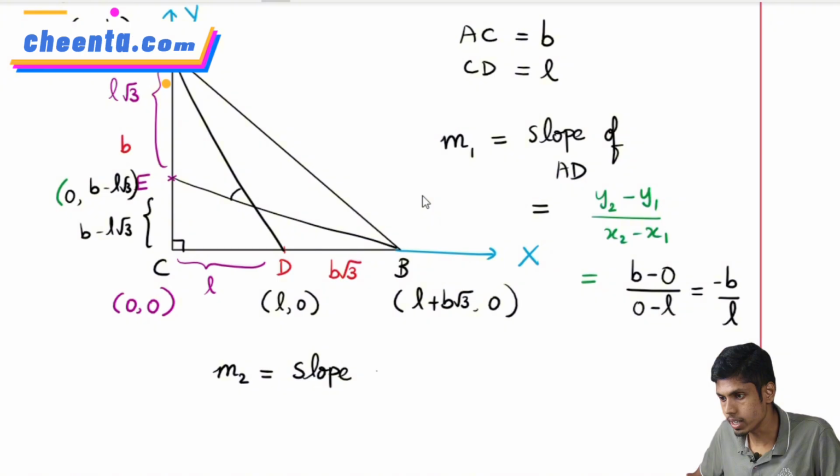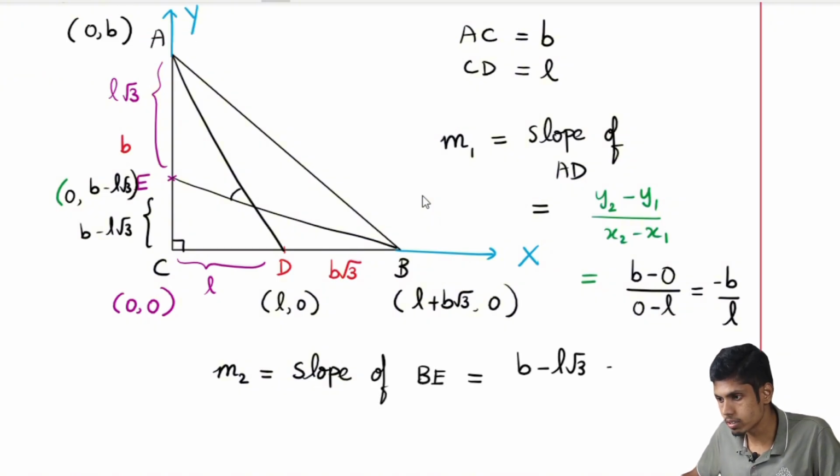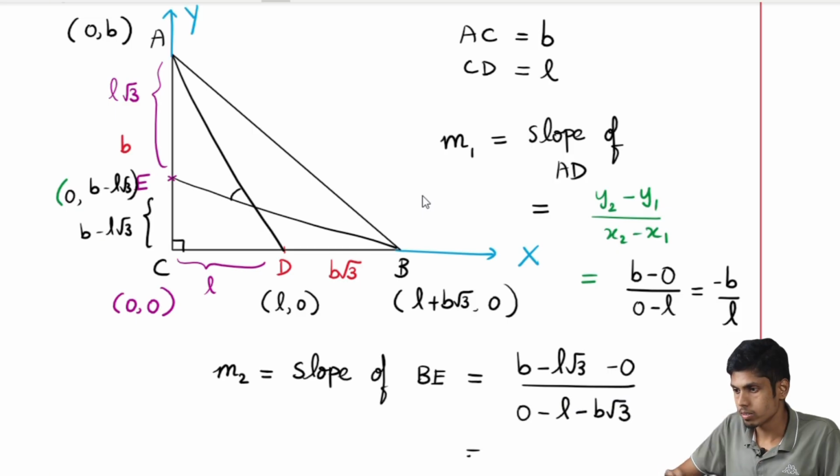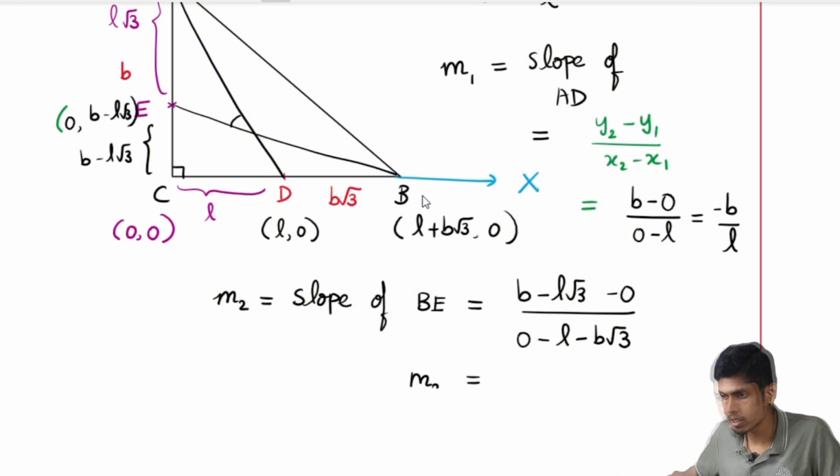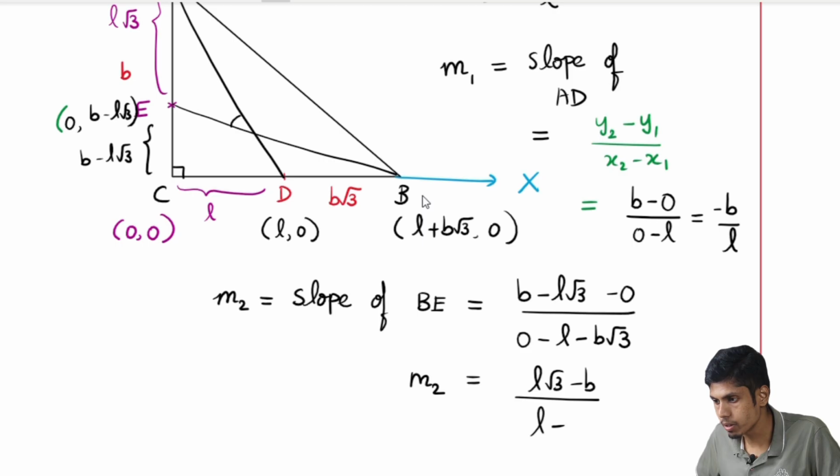Slope of BE. That will be (b minus L root 3 minus 0) upon (0 minus L minus b root 3). So let's simplify this now. m2 will be (L root 3 minus b) upon (L plus b root 3).